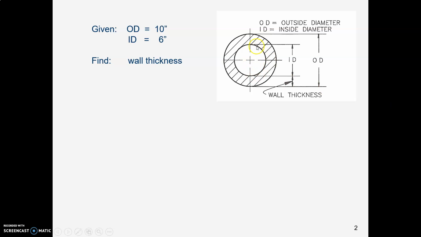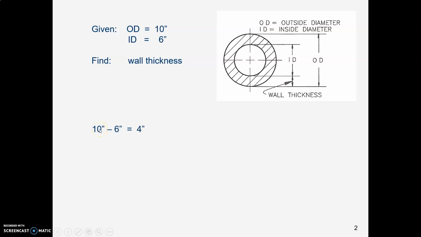Here's a pipe. This is a made-up size. Here's a pipe where the outside diameter is 10 inches and the inside diameter is 6 inches. And it's common to look those up in tables and you'll find those. How thick is the wall thickness? Be careful here. It's not just 10 minus 6.